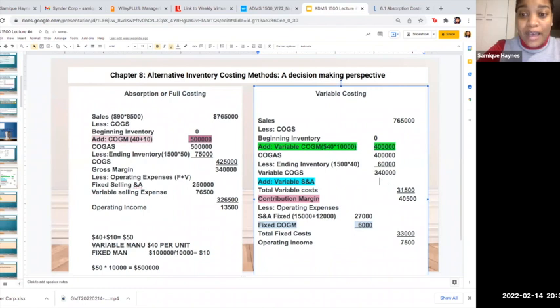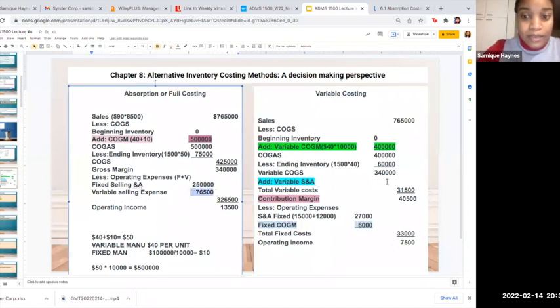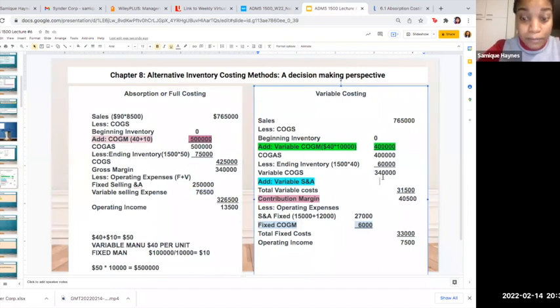Then we're going to add, again, remember in this one, we're trying to find the contribution margin. So we need total variable cost. So what's the other variable cost there? The other variable cost is the variable selling and admin. We're going to put it in at the top this time, right? Because we need a contribution margin. Total variable cost is 340,000 plus 76,500, which is 416,500.